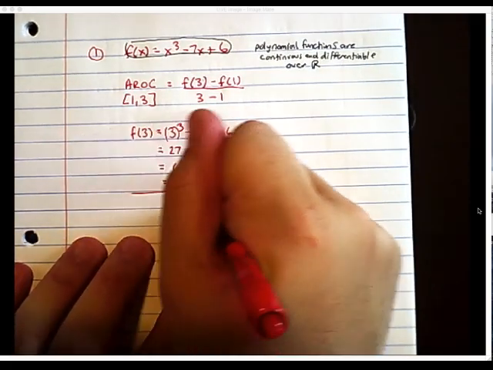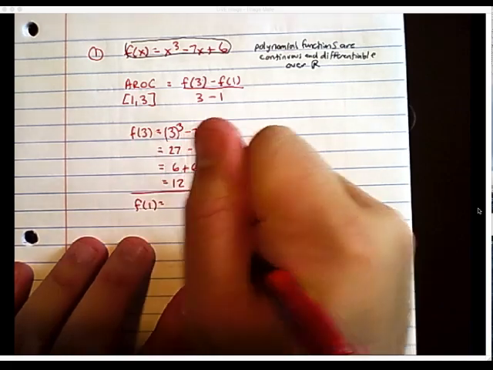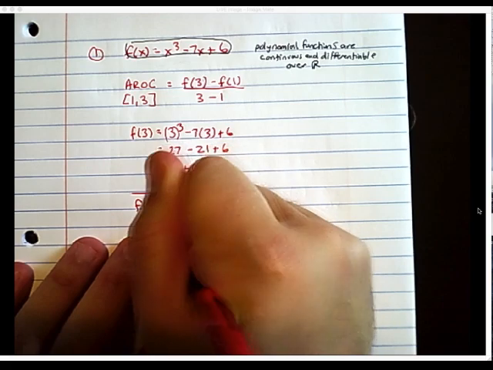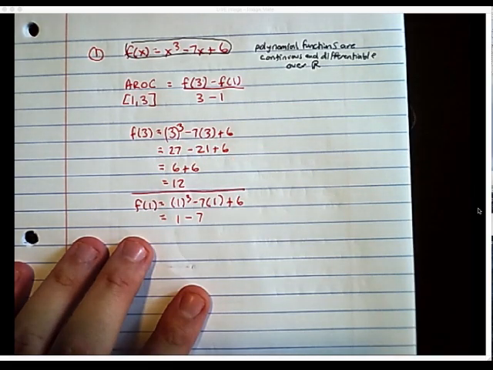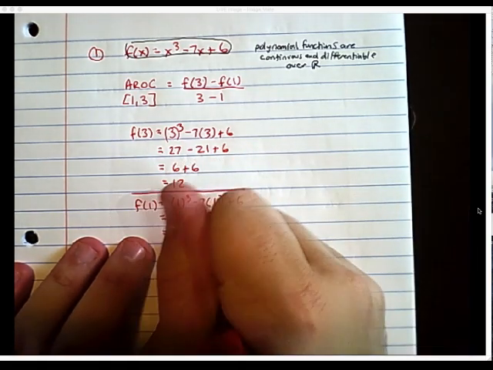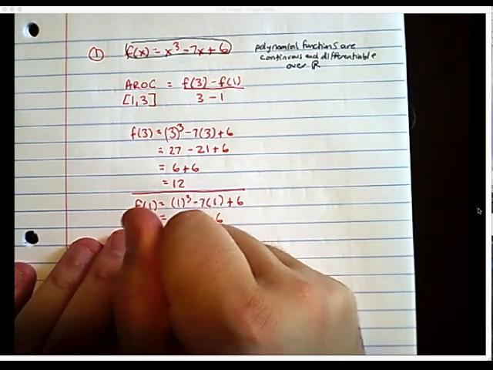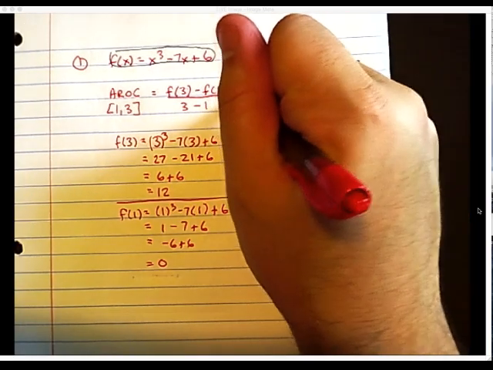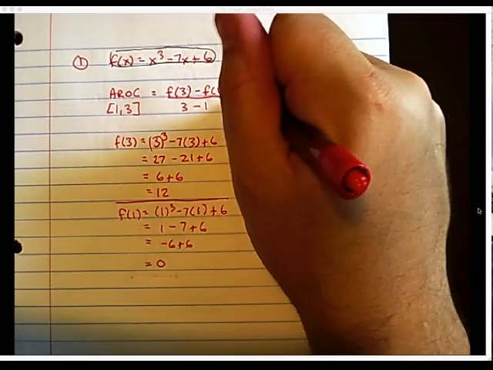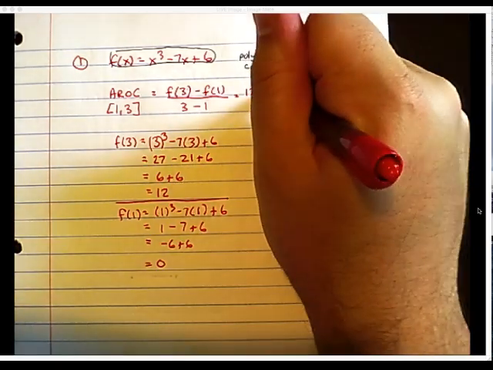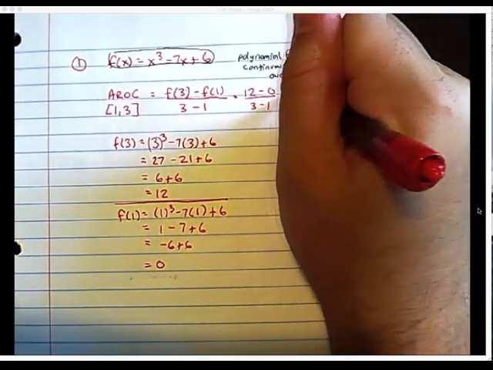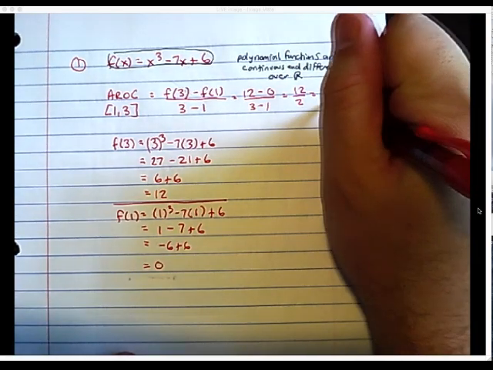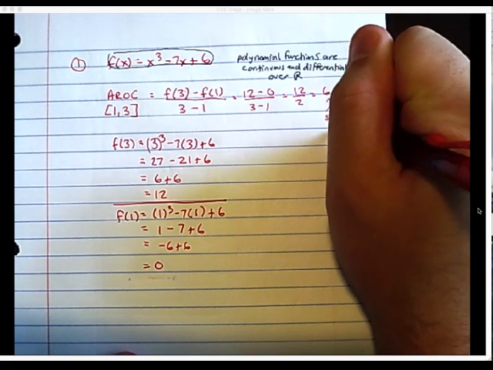All right. Let's figure out what f of 1 is. So I'm going to be 1 cubed minus 7 times 1 plus 6. 1 cubed is 1. Negative 7 times 1 is negative 7 plus 6. 1 minus 7 is negative 6. So that's going to be 0. So once I know these two values, I can plug it in here. So f of 3 was 12 minus f of 1 was 0 over 3 minus 1. So that'd be 12 over 2. So that's 6. So 6 is the slope of the secant line.